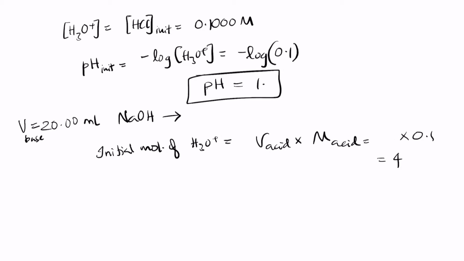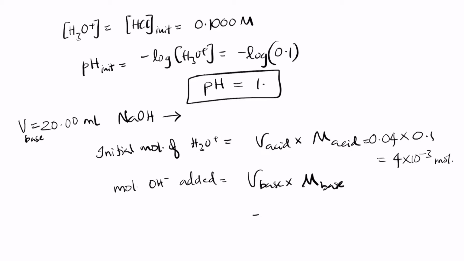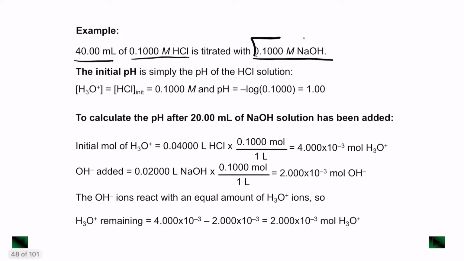So 40 ml can be written as 0.04, so this becomes 4 times 10 to the power negative 3 mole. Now this is the initial amount of H3O plus. Now the number of moles of OH minus being added becomes again the volume of the base times the molarity of the base. So the molarity of the base again is 0.1. That's what we're using right here.